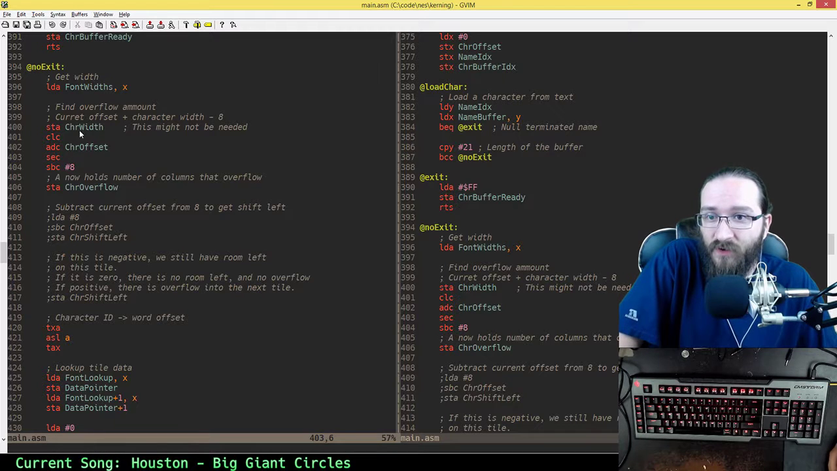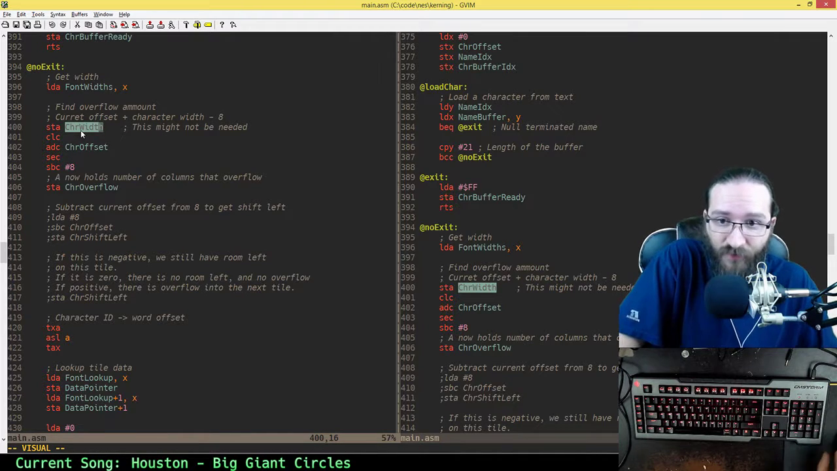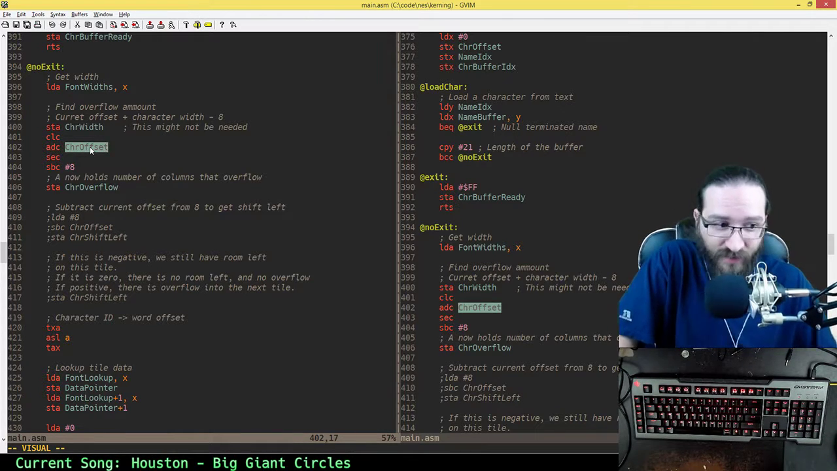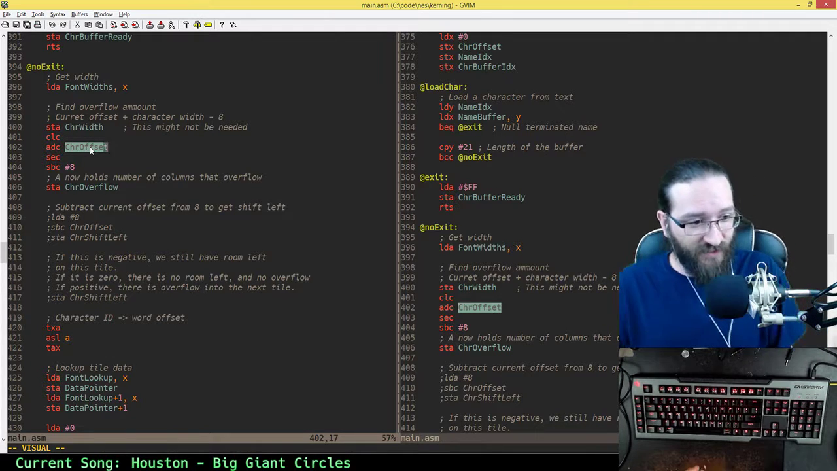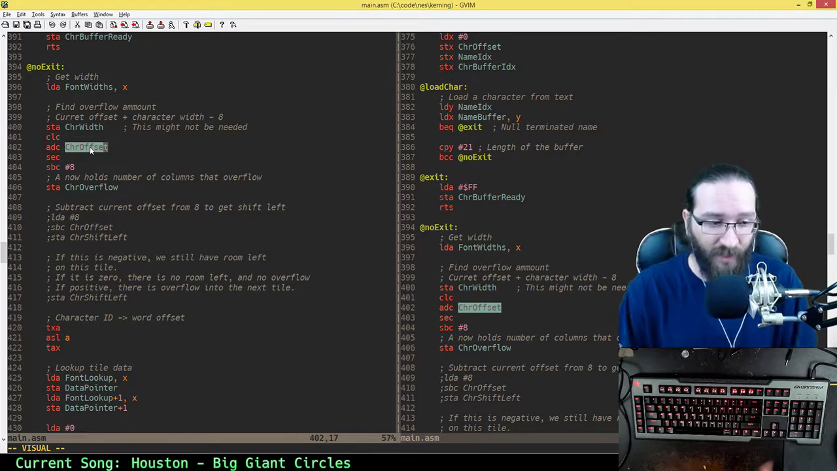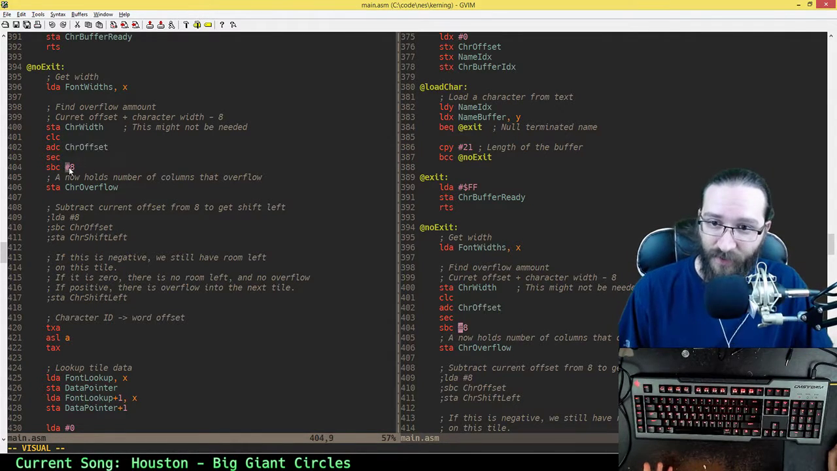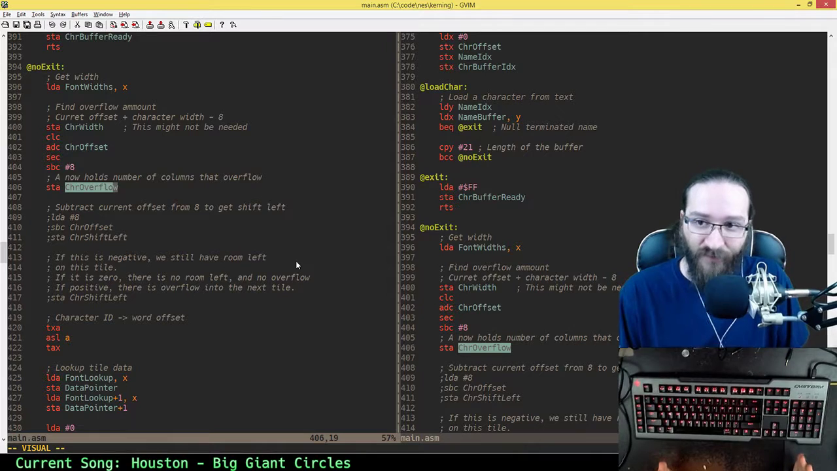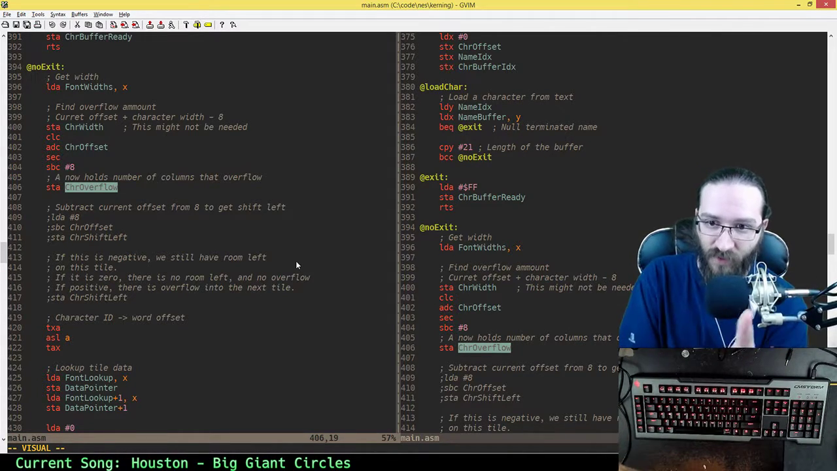Yeah, so a width of 5 and an offset of 5. Say we're on the second character, it's going to be 10. Now 10 is greater than 8, so you can't fit all that data in a single tile, because one tile is only 8 pixels wide. So to figure out the overflow, we subtract 8, right? And we store that into the overflow. So that's just how many past 8 we have to write, right? So that's what's in the overflow variable here.